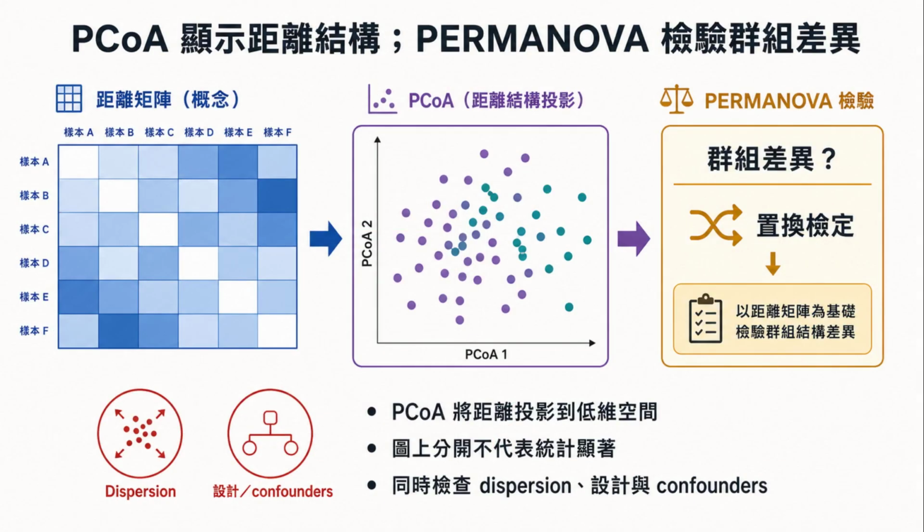After calculating beta diversity, we obtain a distance matrix describing the relationships between samples. Principal coordinates analysis, or PCoA, projects these distances into a lower dimensional space, helping us observe the structure of the communities. However, points that appear separated on a plot do not necessarily indicate a statistically significant difference between groups. We also need a distance-based permutation test, such as PERMANOVA. At the same time, we should examine dispersion or within-group spread and consider confounding factors such as batch, individual, and time point so that other effects are not mistaken for a genuine group effect.